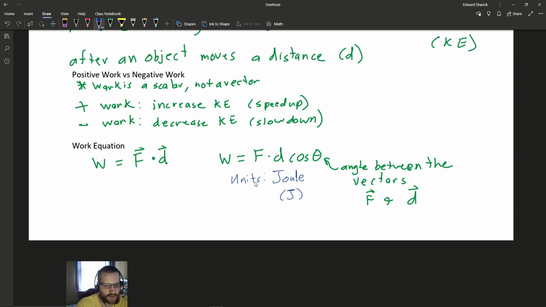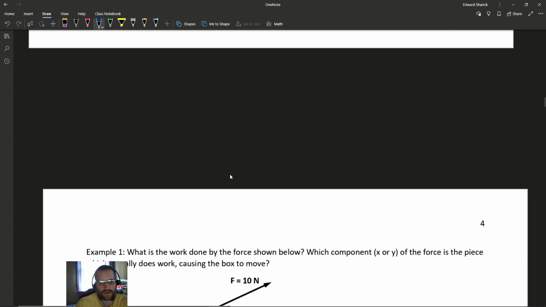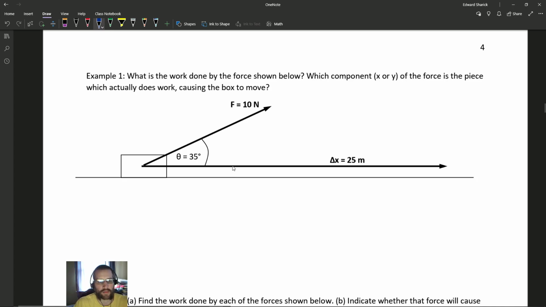So let's move on to some examples of how we might use this equation, how we can calculate work. On page 4, I've got a couple examples, and we will go through what that force distance equation looks like. All right.